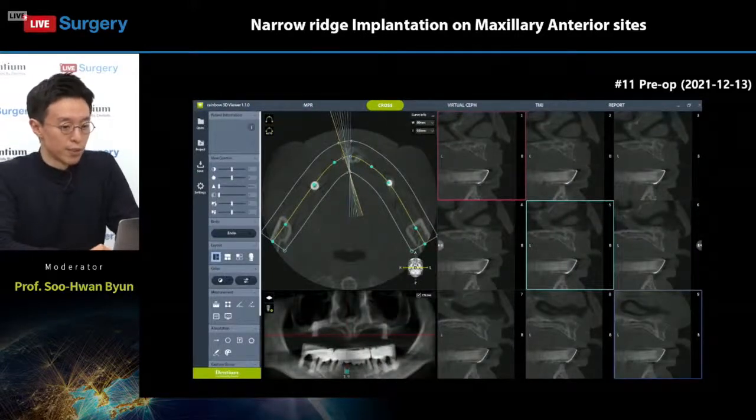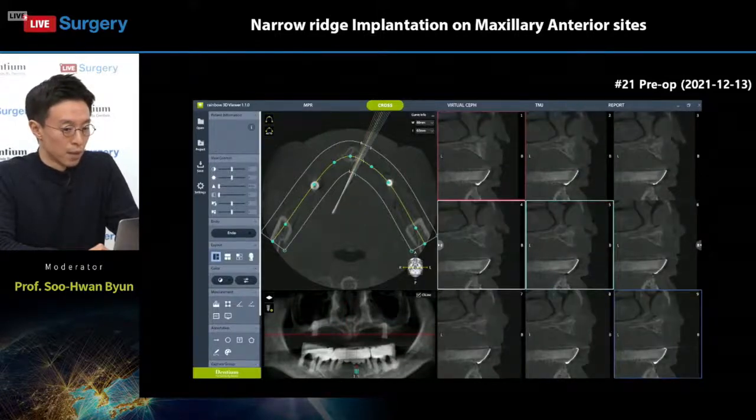This is the preoperative CBCT images of both incisor areas. The right incisor area has enough labial bone. This is the left incisor area. This area also has sufficient bone. Bone grafting would be unnecessary at both incisor areas. This live surgery could be performed with minimalism.